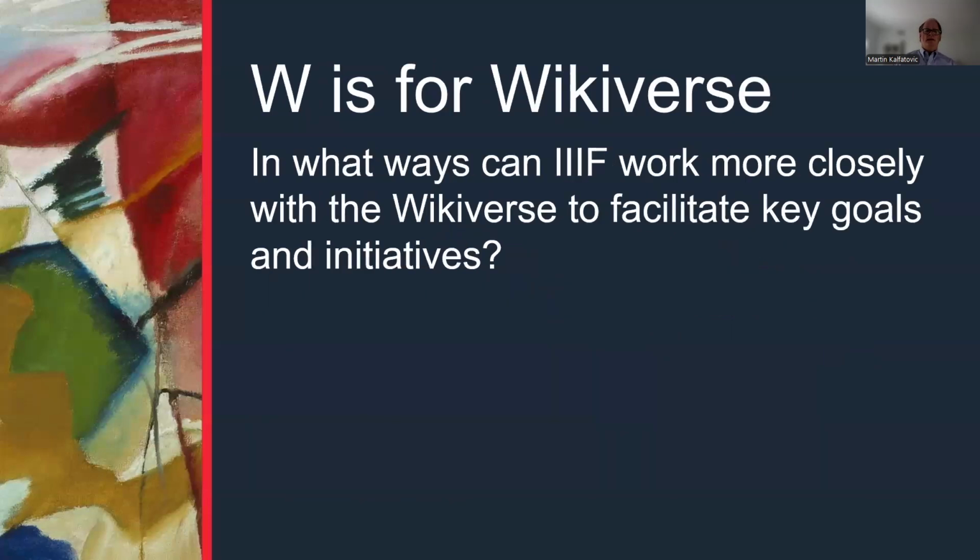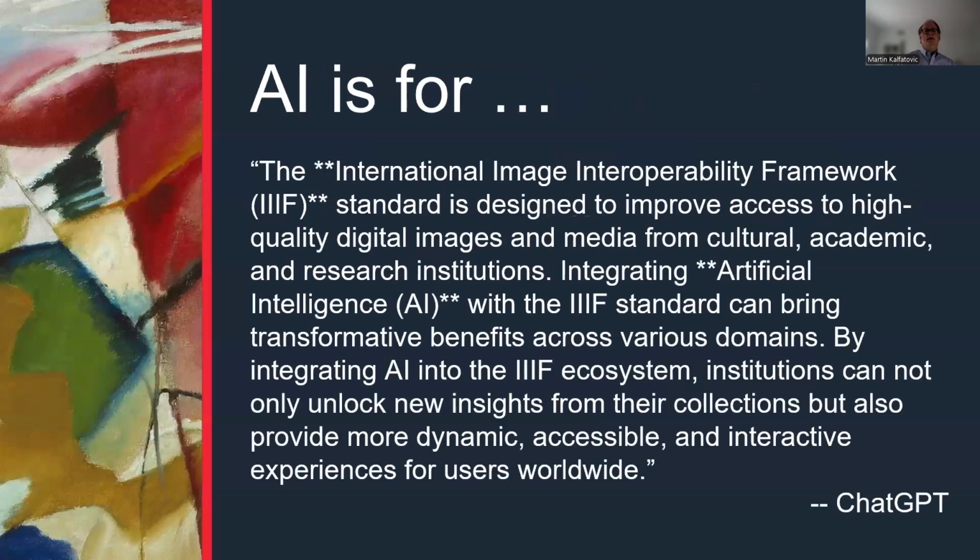And W is for Wikiverse. I want to look at different ways that we can make the IIIF standard work more closely within the Wikiverse to facilitate key goals and initiatives. And of course, AI is an inescapable concept in the cultural heritage community as well as in other areas. And I want to see how we can continue to move with the existing work we've already done with artificial intelligence within the IIIF ecosystem.